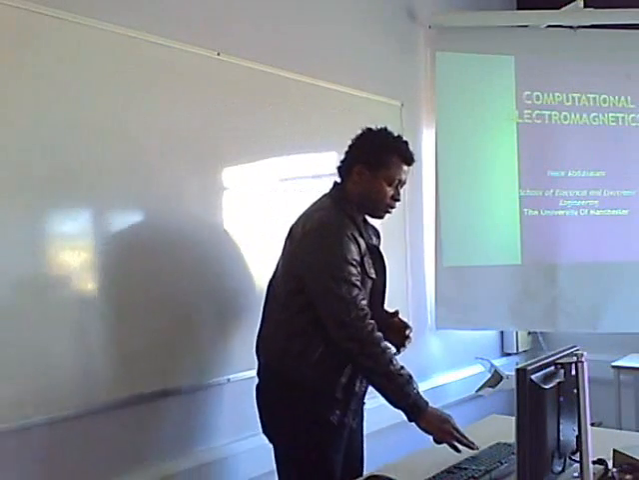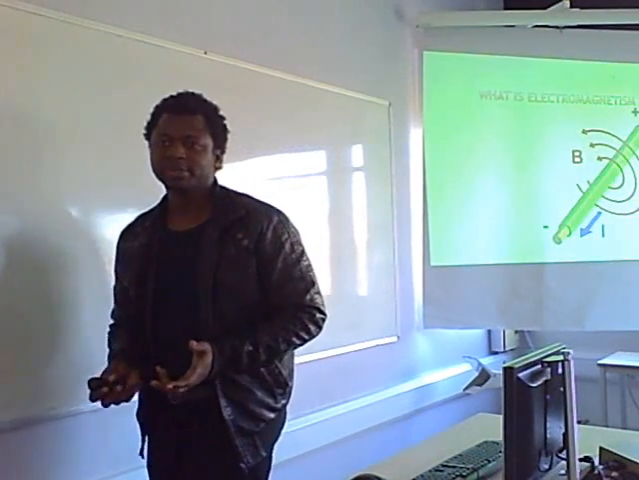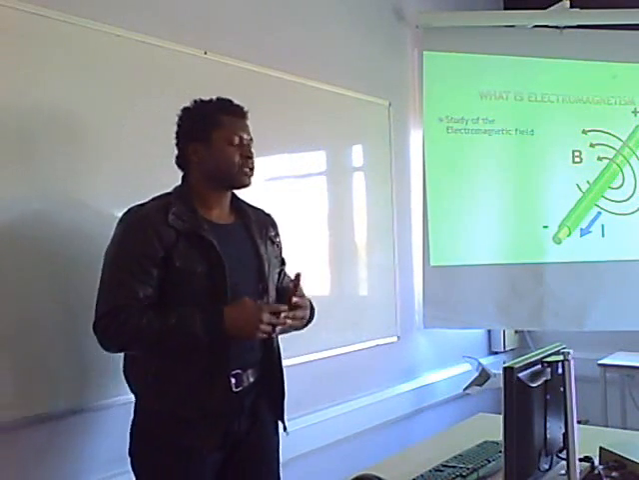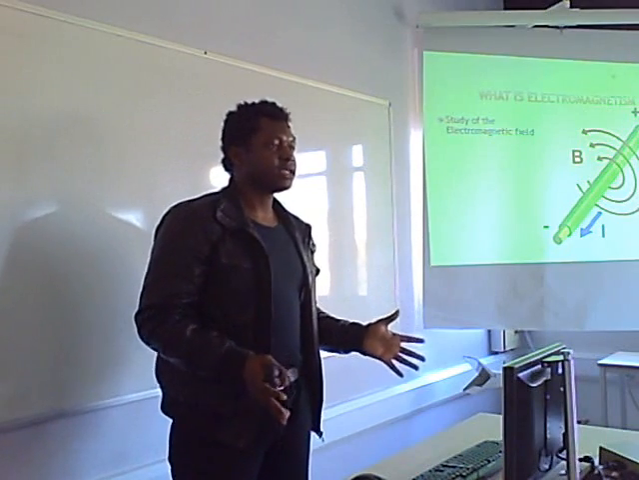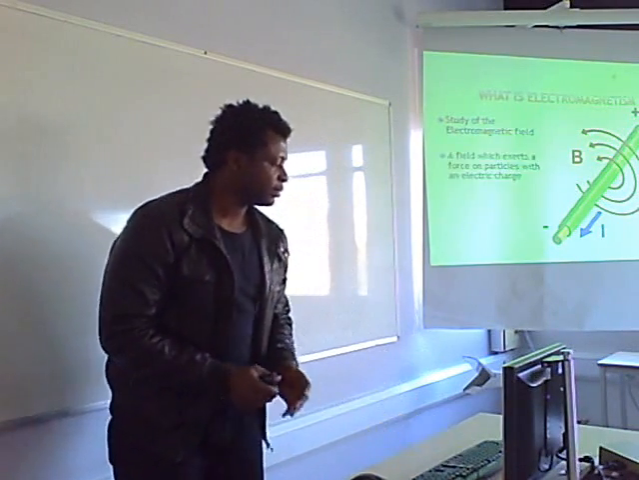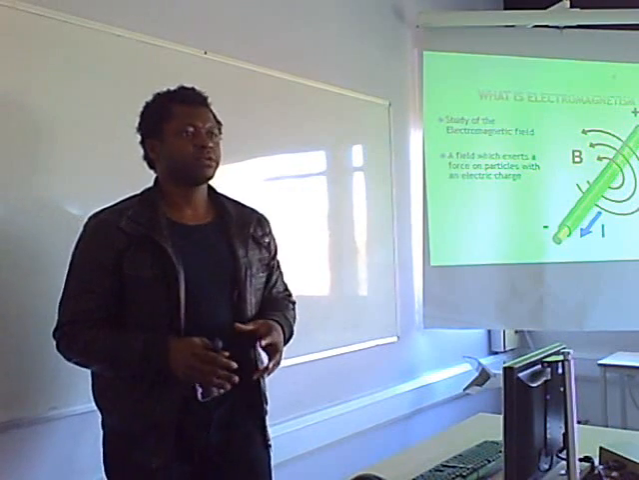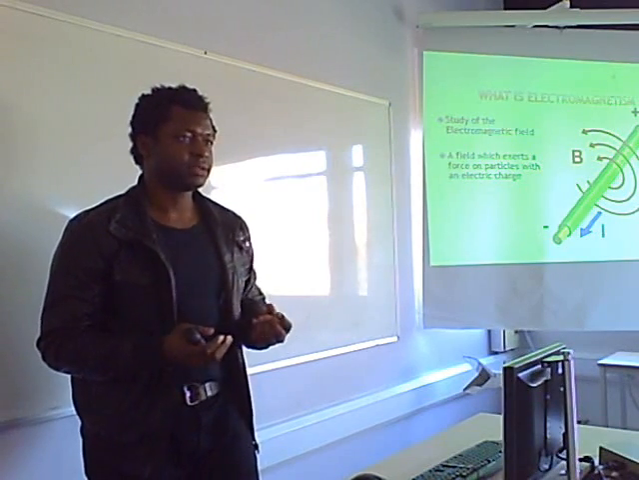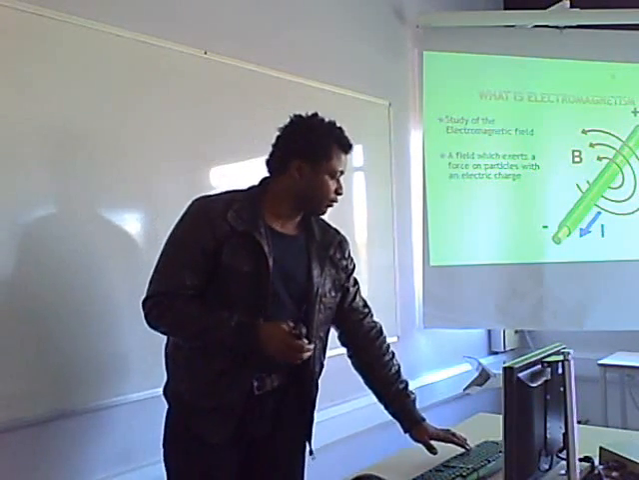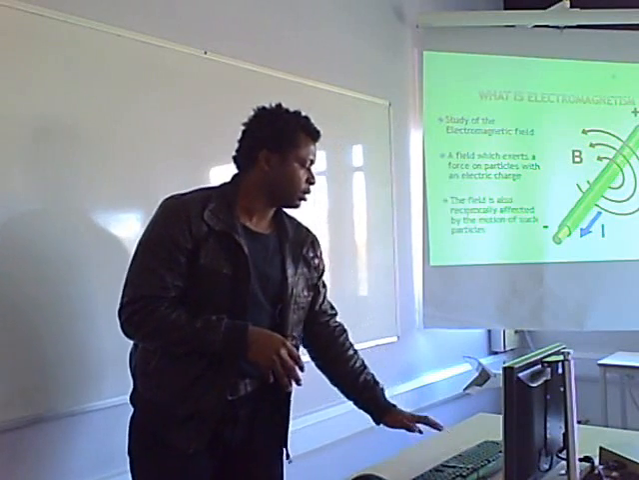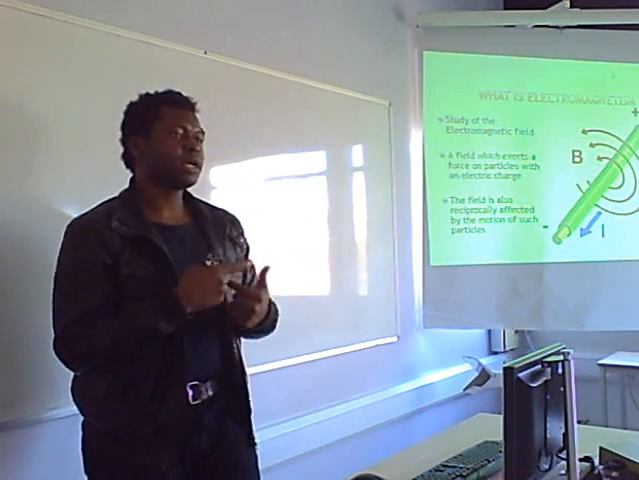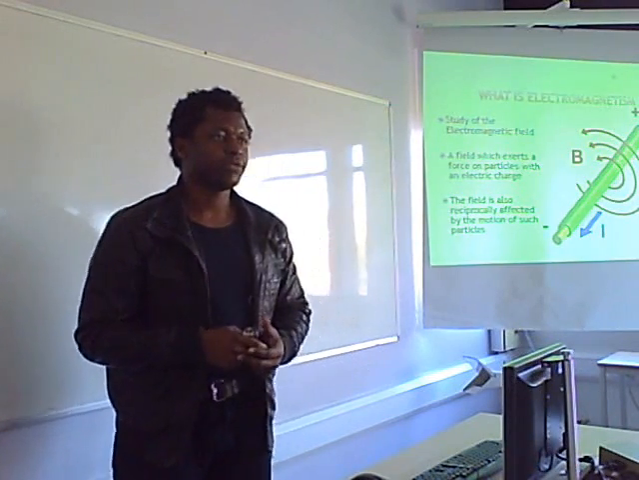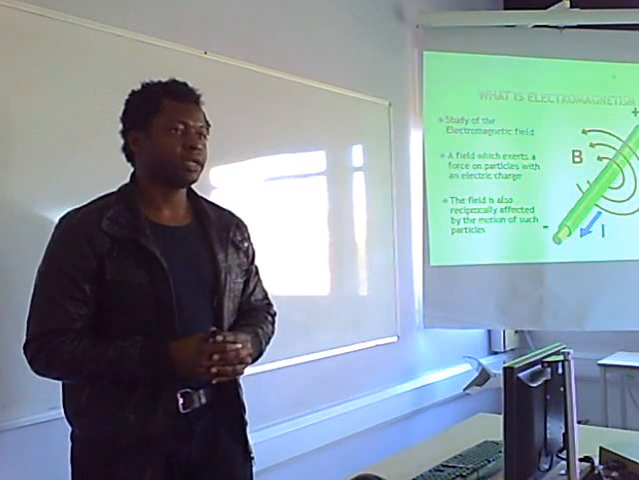First of all, what is electromagnetism, you may ask? Electromagnetism is the study of fields, electromagnetic fields. And what is an electromagnetic field? It's a field which exerts a force on a particle, and this particle has a property called charge. The study of this force exerted on the particle, and also the reciprocal effects of the motion of this particle back on the force, is altogether known as electromagnetism.